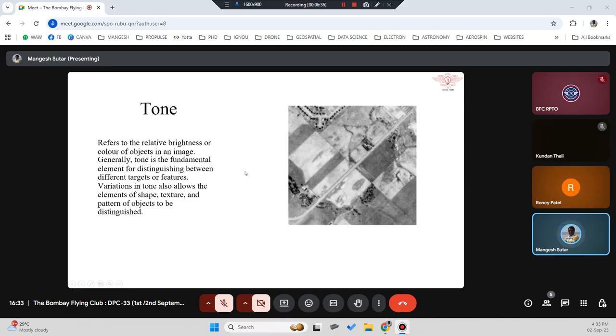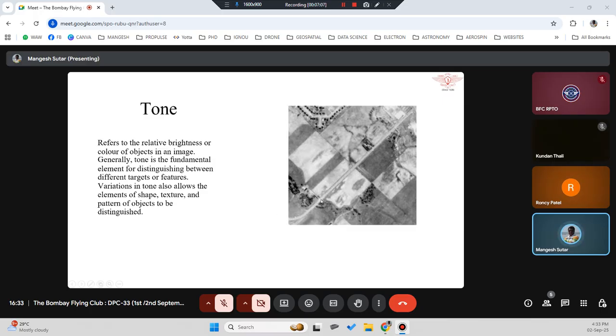So if you see here, from the tone, like here you have a grayish image. Tone refers to the relative brightness or the color of the object in the image. Generally, tone is the fundamental element for the distinction between different targets or features. Variation in the tone allows the elements of shape, texture, and pattern of objects to be distinguished.